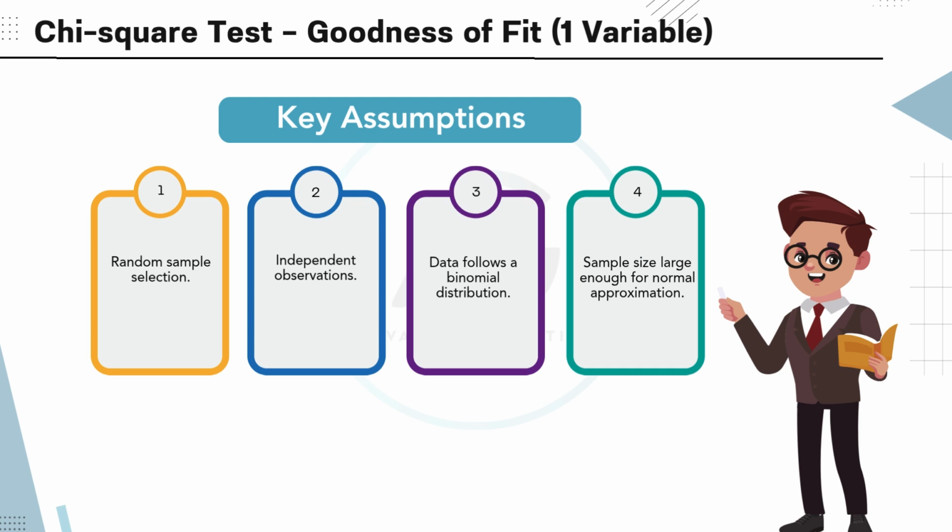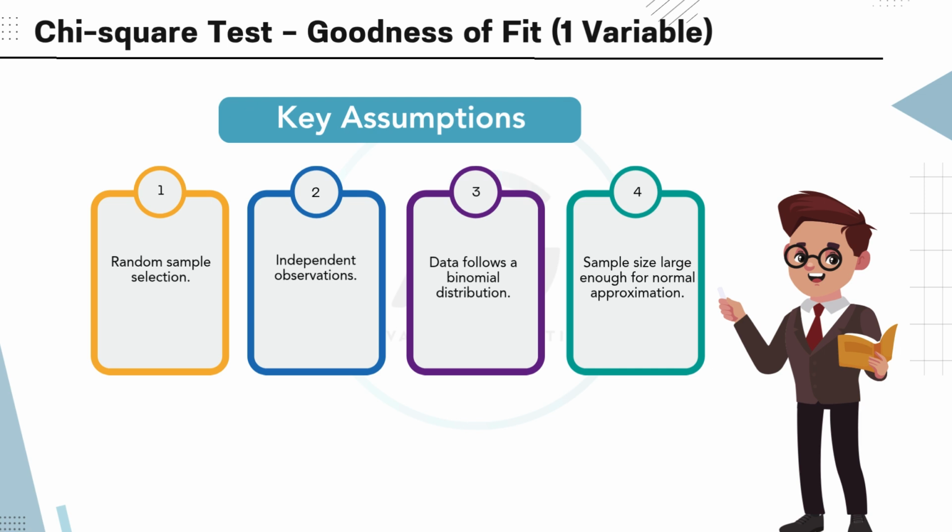3. Data follows a binomial distribution. The chi-square test assumes a binomial or multinomial distribution. In essence, we are looking at how many times something happens, like a success, versus how many times it doesn't, within defined categories. 4. Sample size large enough for normal approximation.